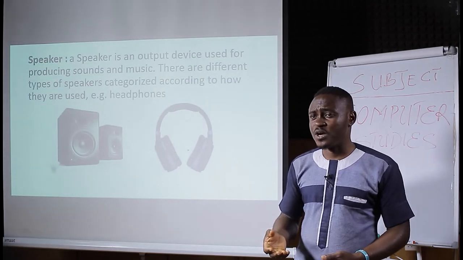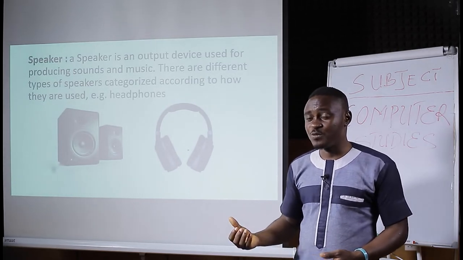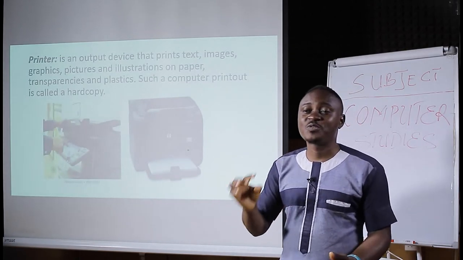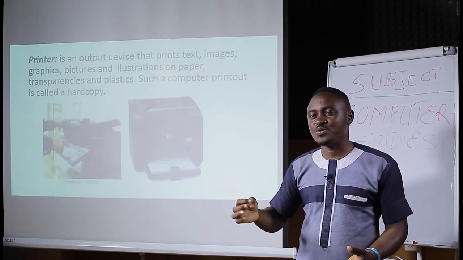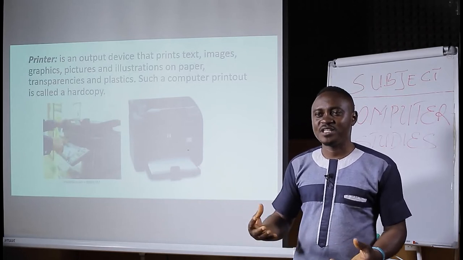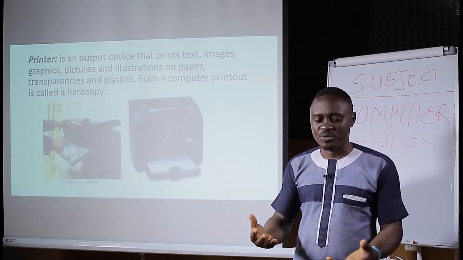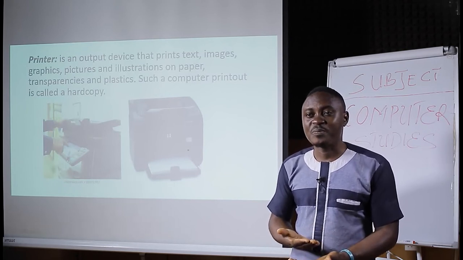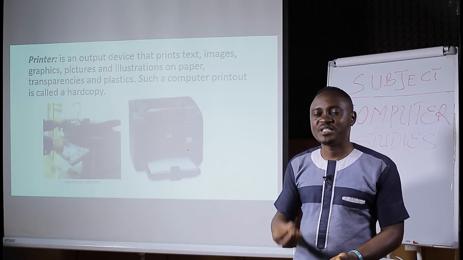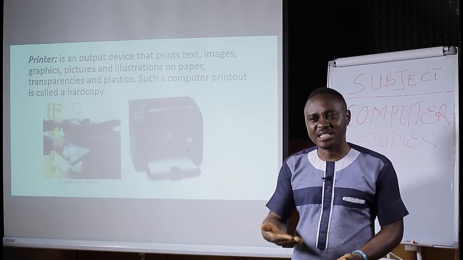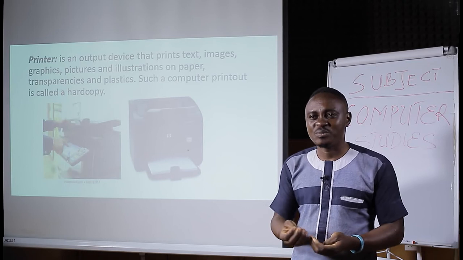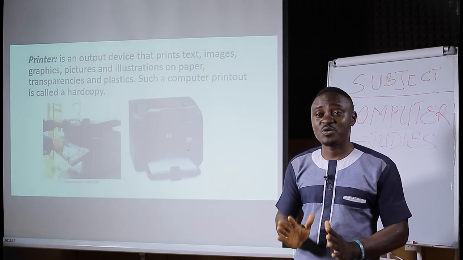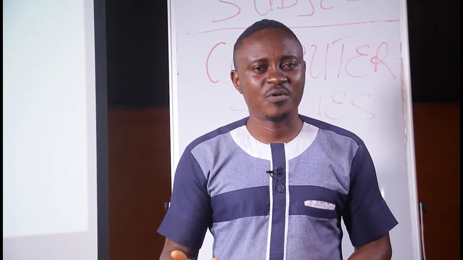We also saw the printer. We say the monitor gives you what? The soft copy, while the printer gives you what? The hard copy. Everything you're able to do, you're able to get it in a tangible form. When you have a picture and you're printing out your picture, you have it in a tangible form, something you can hold, something you can actually feel. But the monitor gives you only soft copy. And those are the output devices.